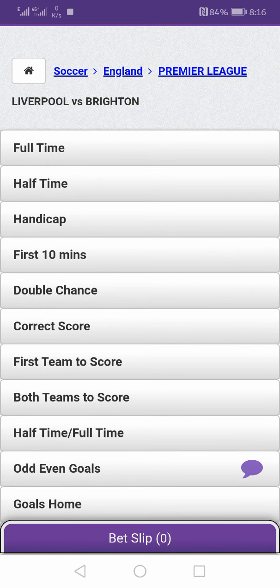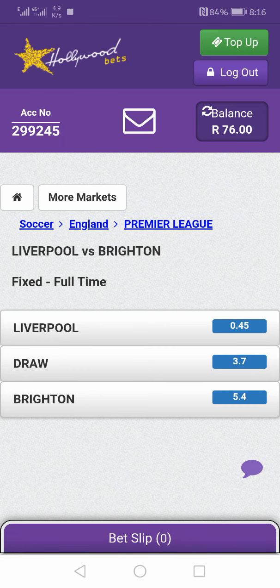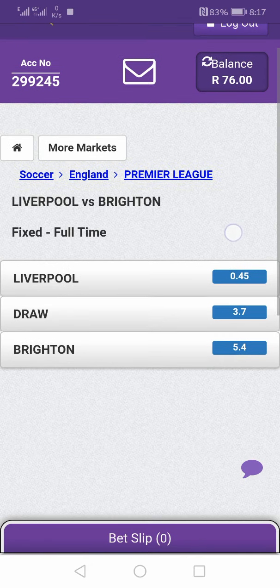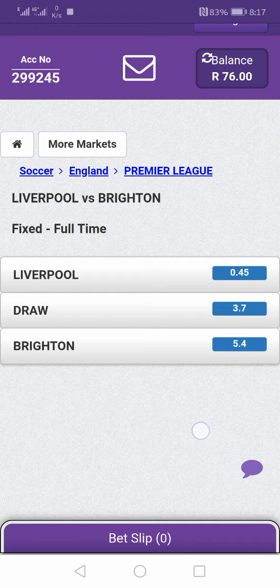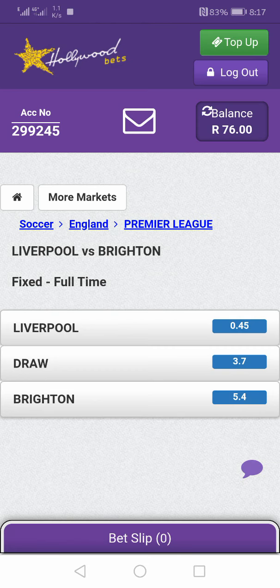Halftime, full time. Before explaining this market, I want to explain full time alone. This is a three-way market. I'm sure everyone knows this. This is the first market that you were introduced to. So what you do is, when you want Liverpool to win, you just choose Liverpool. You understand? When you want a draw, you just press draw. When you want Brighton to win, you just press Brighton. So that's a full-time market. Everyone knows that, which is easy.